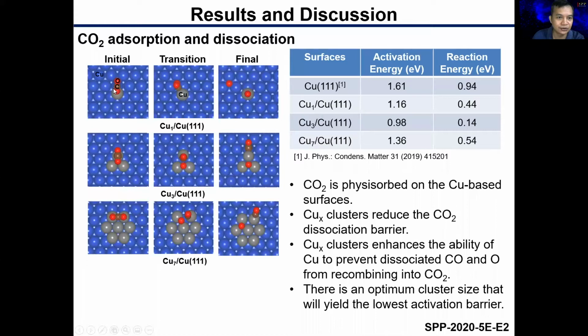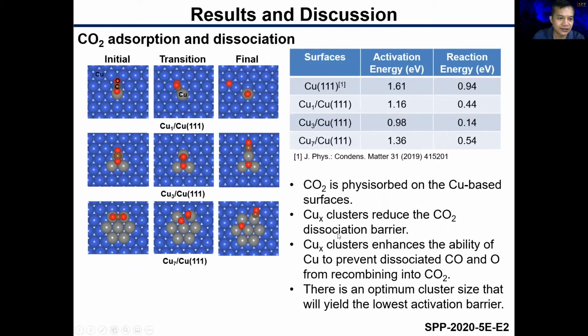The figure shows the structure of adsorbed CO2, which is the initial state, the final state where the molecule dissociates into CO and O, and the transition state for the dissociation process. In this table, the activation energy needed to dissociate the molecule is also presented. The reaction energy, or the indicator of the stability of the dissociated species, are also listed. A lower reaction energy indicates a more stable dissociated species.